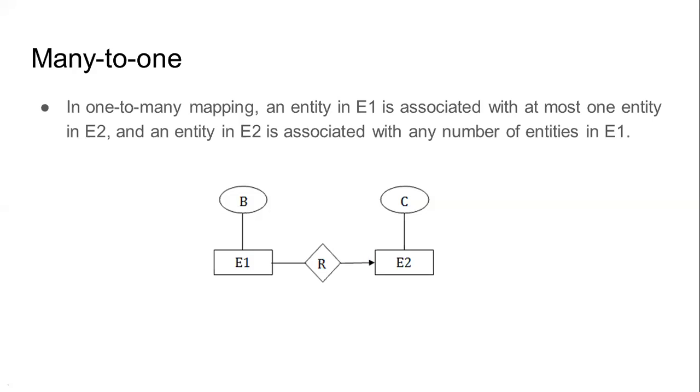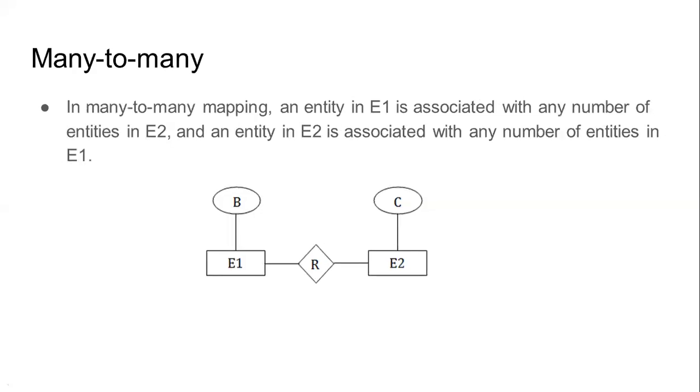Okay, the next one is known as many to many, that means a number of entities from E1 are mapped with a number of entities from E2, and again a number of entities from E2 are mapped with a number of entities from E1. So for both sides there is no arrow. No arrow means many entities from E1 and many entities from E2 are considered.